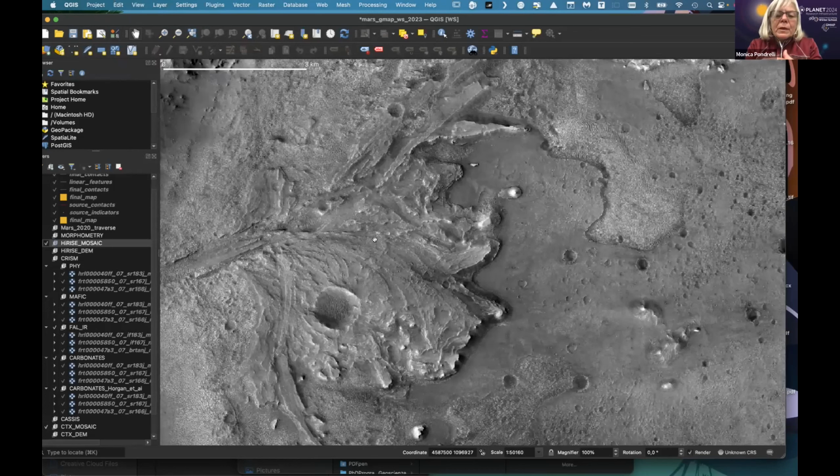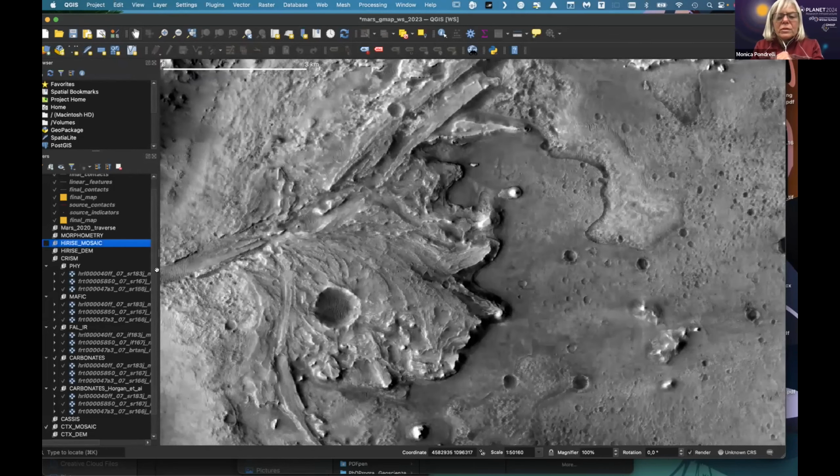So at least at the beginning, the best way is to use the images to have a look at the characteristics of your unit. Then just switch it off and map on CTX. This is the safer way, the safest way not to have problems.